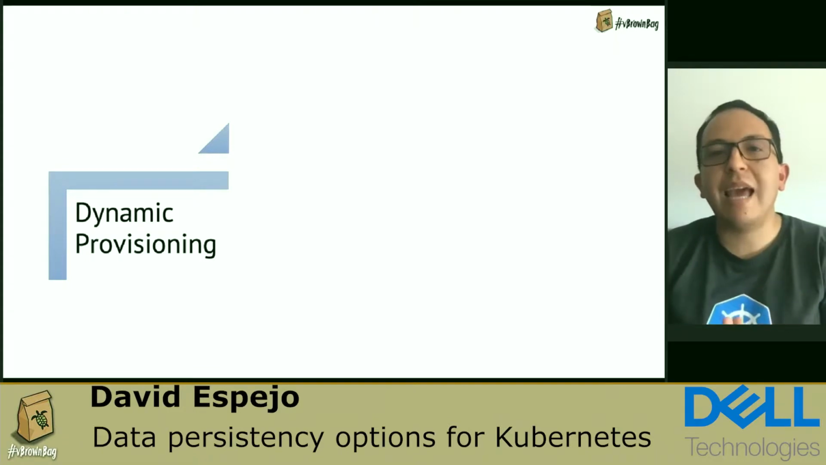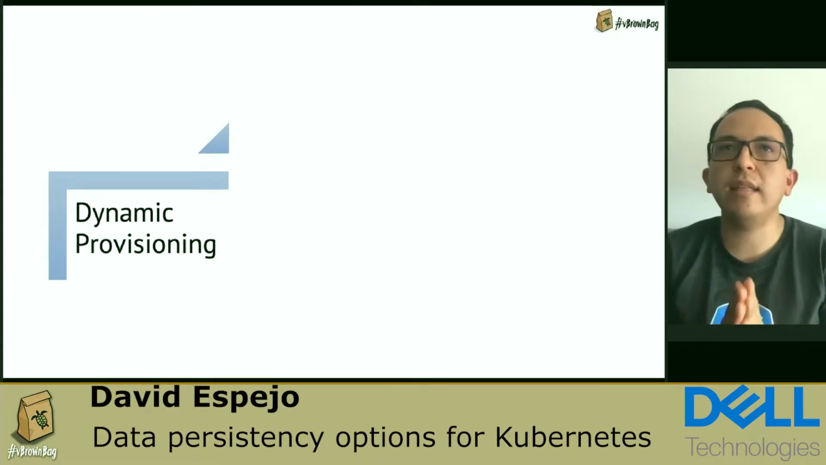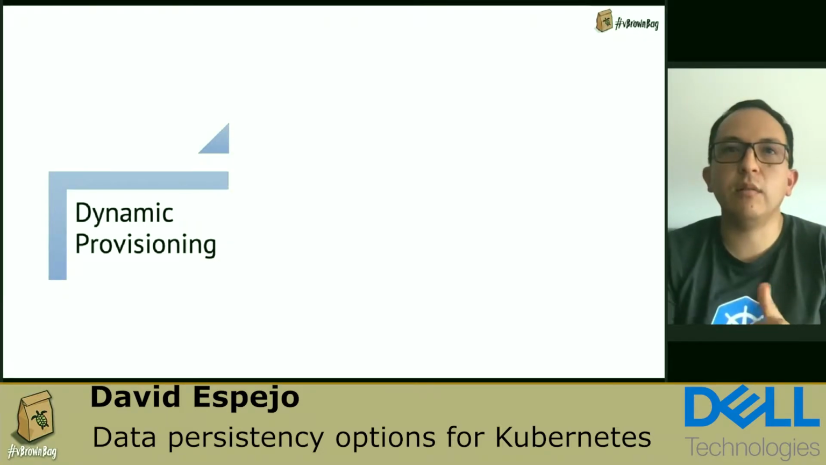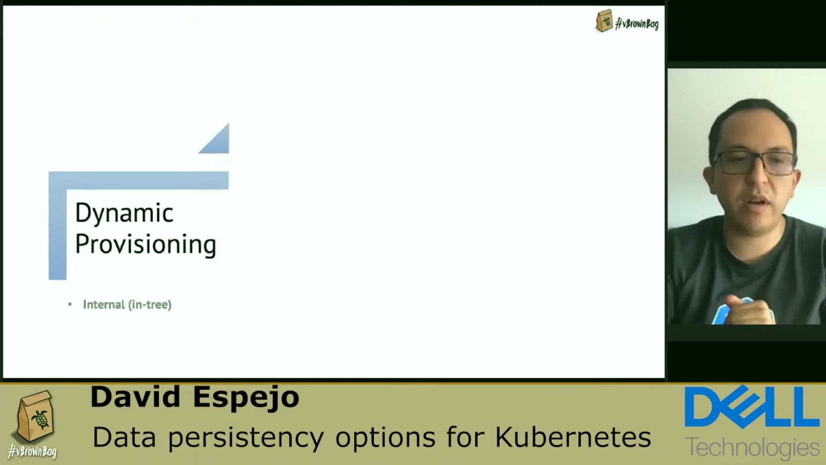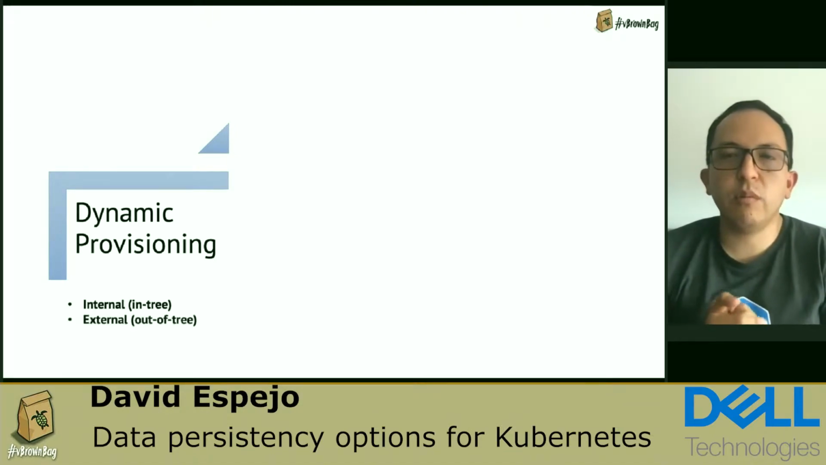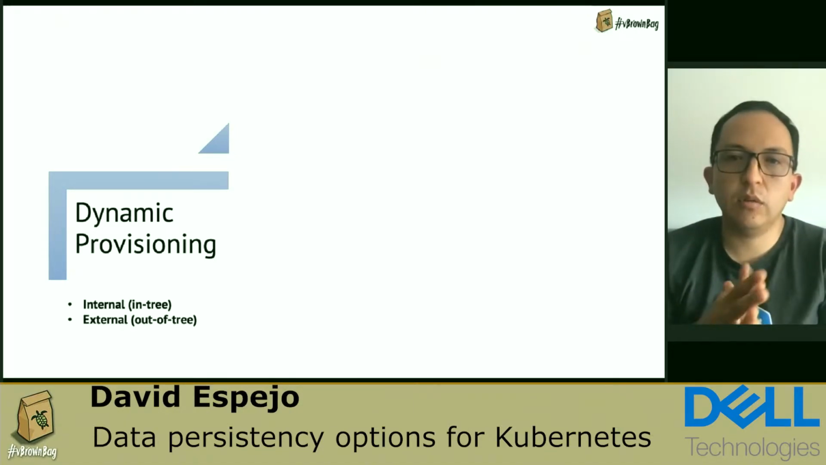Then came dynamic provisioning, which is a way to connect the pod API. The pod is the basic execution unit in Kubernetes. It's like the VM, let's say, in a vSphere environment. So dynamic provisioning is a way to connect the pod object to a system that provides storage, right? It's dynamic because it responds to a different logic than just a manual mount or unmount operation. So there are two ways to provide dynamic provisioning to Kubernetes.